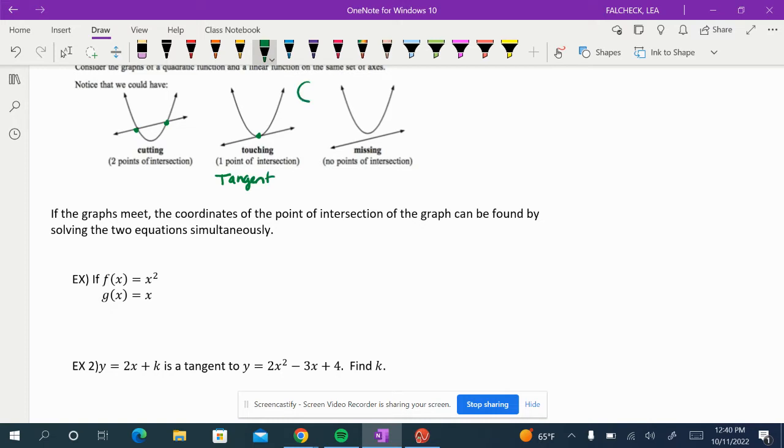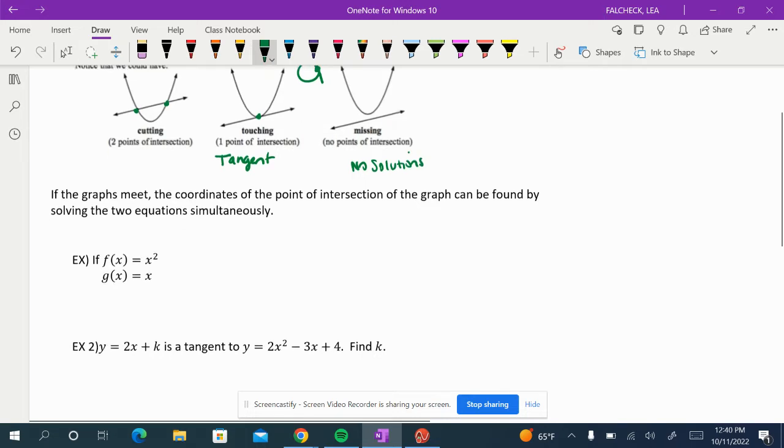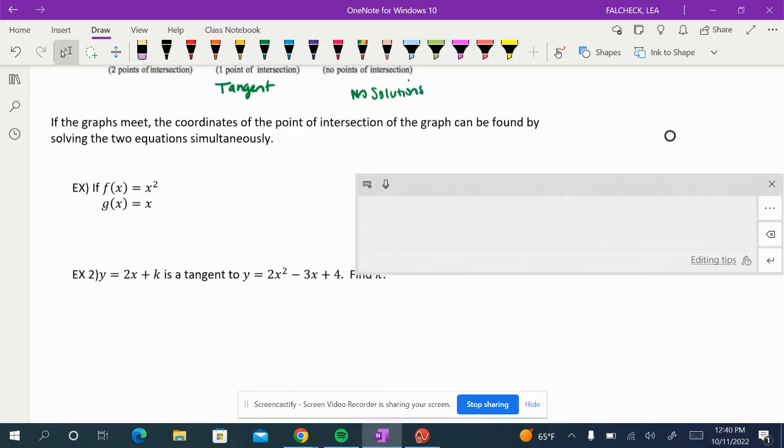Remember when you learned about circles and there's a line tangent to the circle? It just touched the circle at one little point there. Or there could be a case where there's a parabola here and the line never crosses. We would say no points of intersection, no solutions. They're completely missing each other.